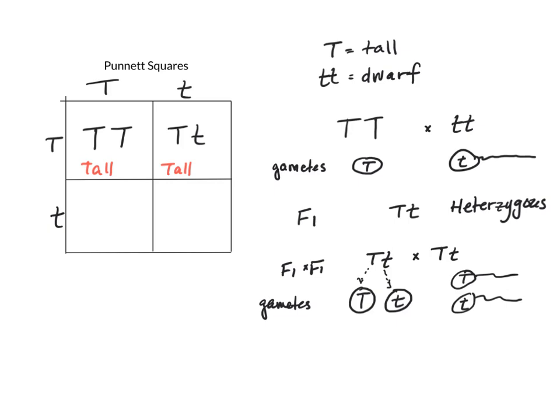The bottom left quadrant gets the dominant allele from the sperm on top, the recessive allele from the egg on the side, and its phenotype is also tall. And then our bottom right quadrant gets two recessive alleles, and our phenotype in this case is going to be a dwarf phenotype. Okay?